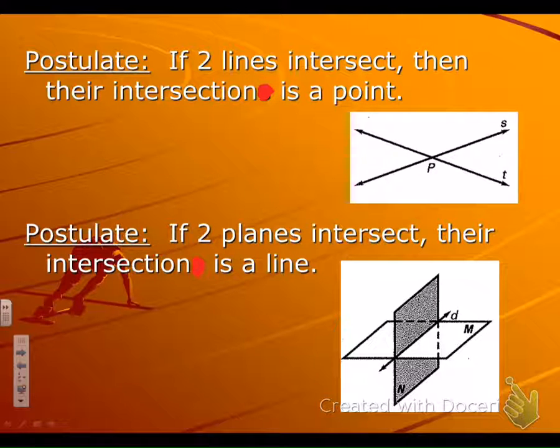Alright, so we see that in this diagram. We have two lines, line T and line S. They intersect or cross each other. That happens at exactly one point. In this case, that is point P.